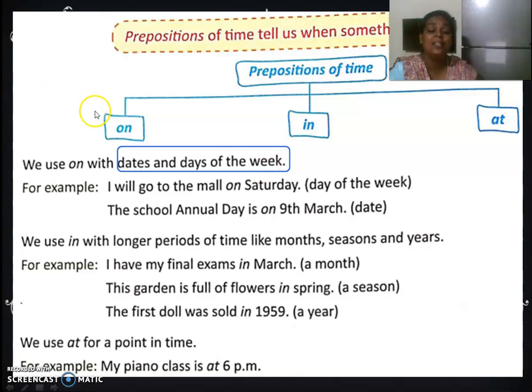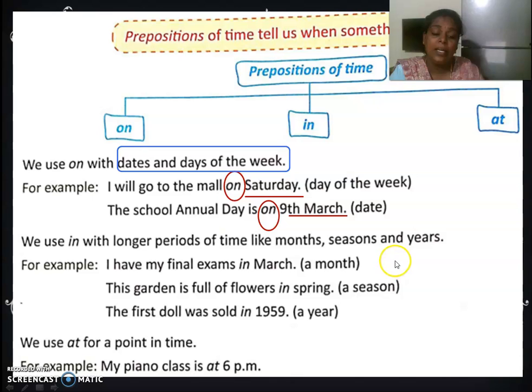And the next thing is also dates. So, like it's a birthday. My birthday is on 6th of November. Christmas is on 25th of December. So when you are going to mention a particular date with the month, together it will become a date. So there also you get on. See here, check: on Saturday, on 9th March. So this is the day of the week and this is a date. For both we use on.